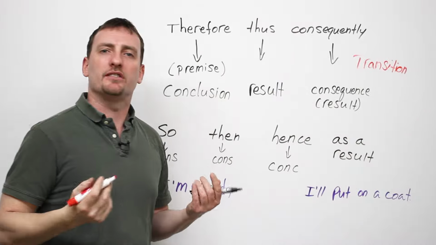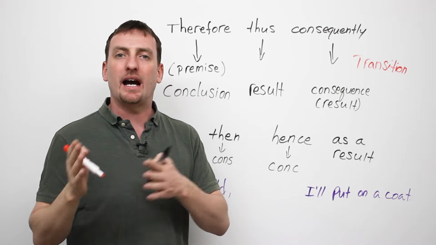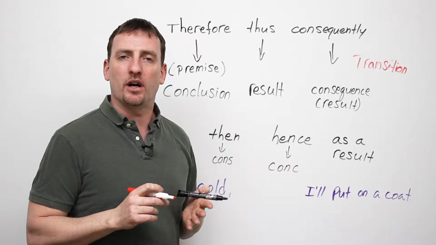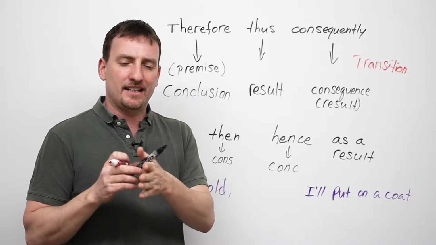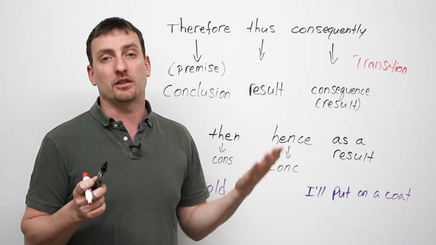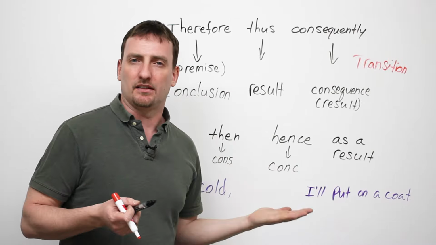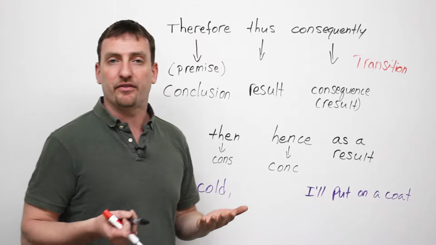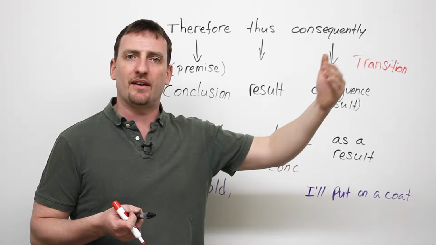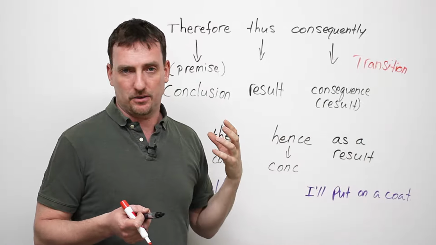So a little review, what is a transition? A transition is like a bridge that connects two ideas, okay? So what are we connecting here? What are the ideas that we want to connect? We want to connect a logical conclusion, okay? Or we want to connect a consequence. What is a consequence? A consequence is basically a result. So for example, in life, we make choices, we make decisions, and then we have to live with the consequences, whatever those choices bring us, okay?